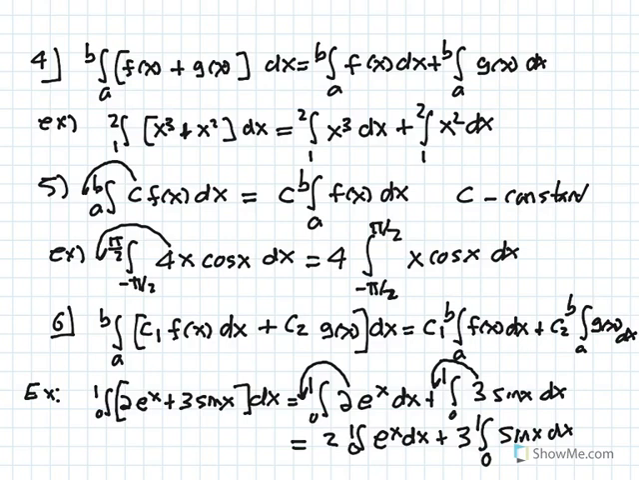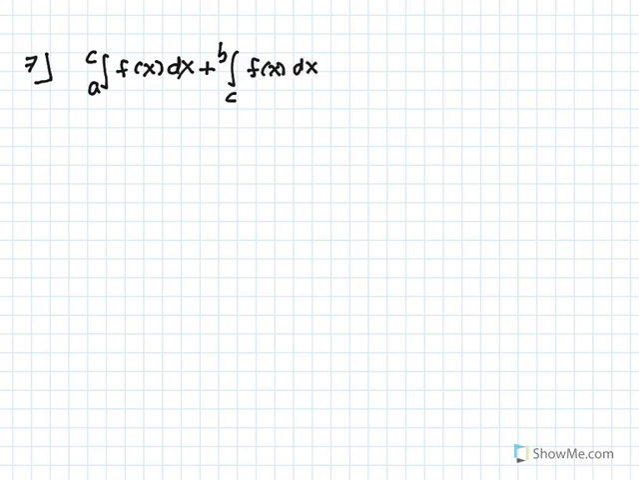All right, let's look at property number 7. Here we have the integral from a to c of f of x dx plus the integral from c to b of f of x dx is equal to the integral from a to b of f of x dx.